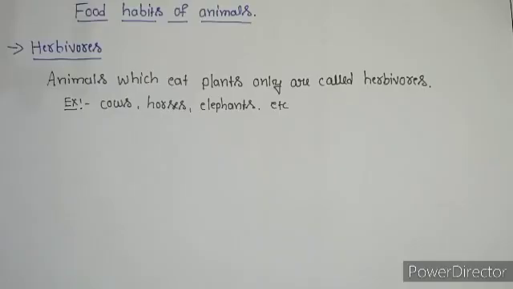Students, the first category of animals based on food habits is herbivores. Animals which eat plants only are called herbivores. Some animals such as cows, horses, elephants, etc. eat only plants. Such animals are called herbivores. These herbivores are also called grass eating animals.